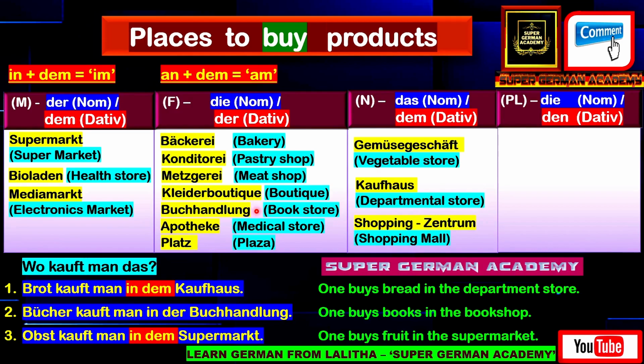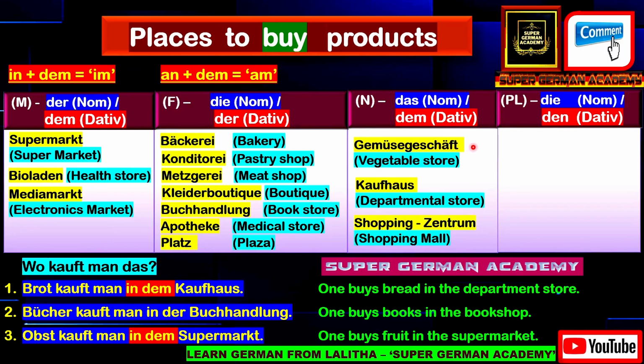Then Buchhandlung is bookstore. Apotheke is medical store. Platz is plaza. Here Apotheke is medical store, that is pharmacy, and Bioladen means all these kinds of supplements, a health supplements store. That is, you will get proteins, vitamins, all these health supplements in the health store.